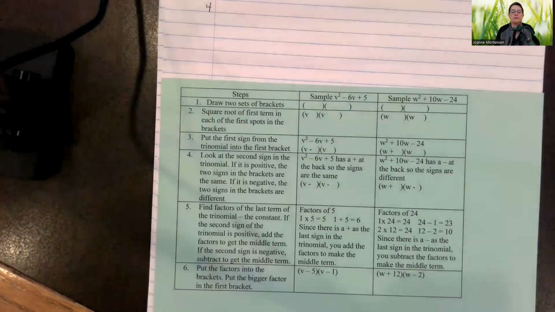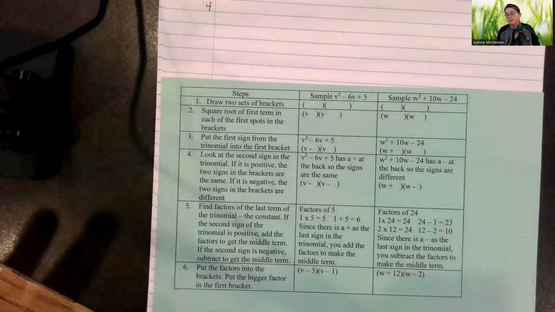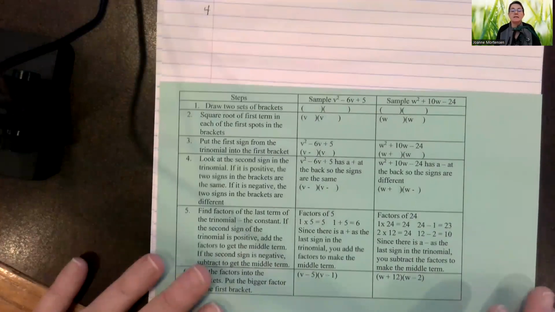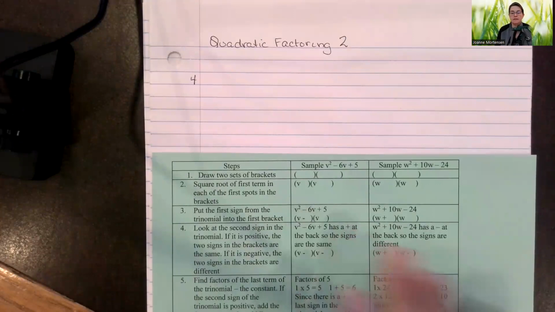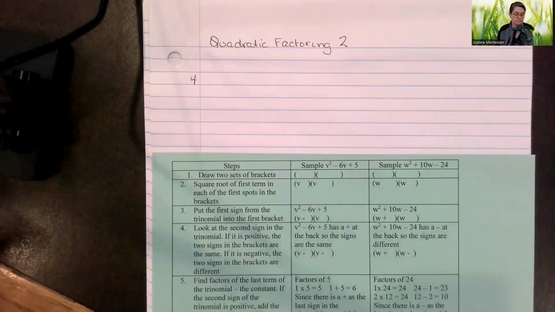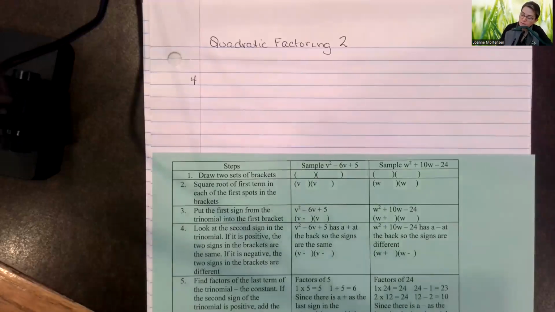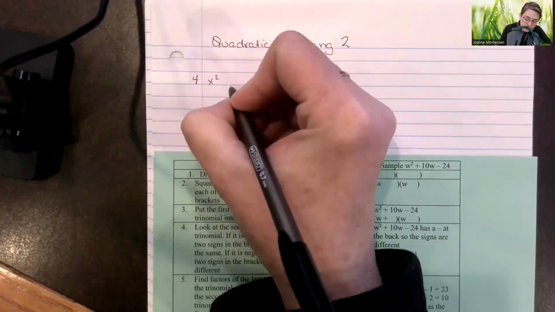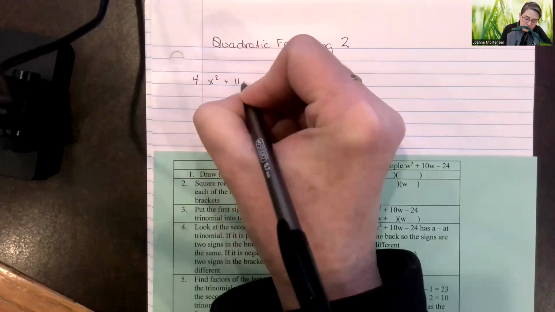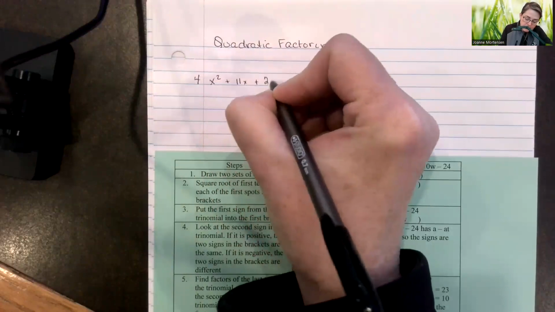It's got all the steps written out for us. And I know since some of you may have missed class or you didn't quite catch it, I'm going to use this in conjunction with the questions and do a bunch of them. If you're wondering why I'm starting on question 4, it's because I did questions 1 through 3 on the first video. So question 4 is x squared plus 11x plus 28.